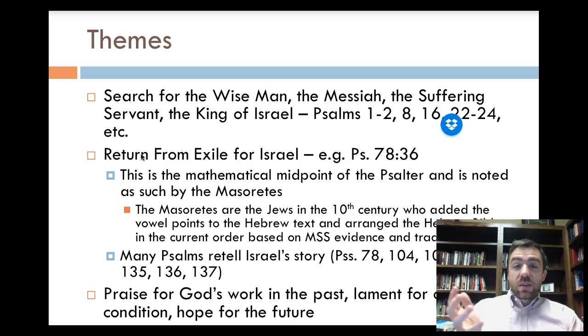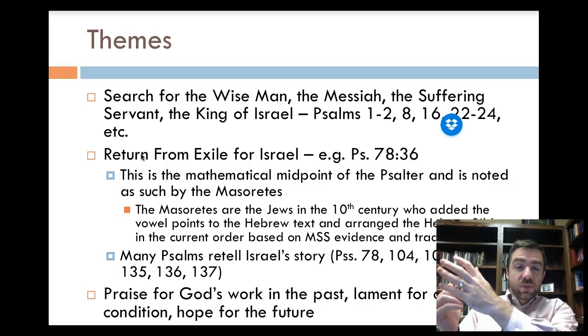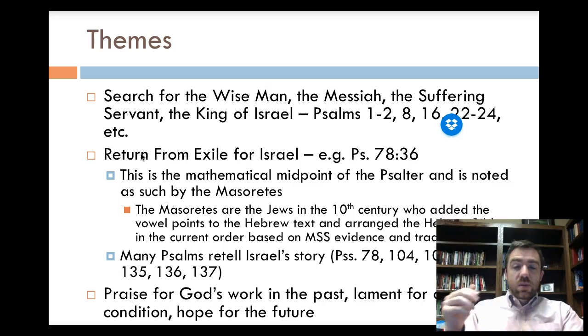Many psalms retell Israel's story, so they're retelling Israel's story in order to look forward to Israel's future. In other words, the shape is, this is what God did in the past. We're here in exile right now, and we lament that, but we hope for the future where God will send this kind of man, the Messiah, Christ.